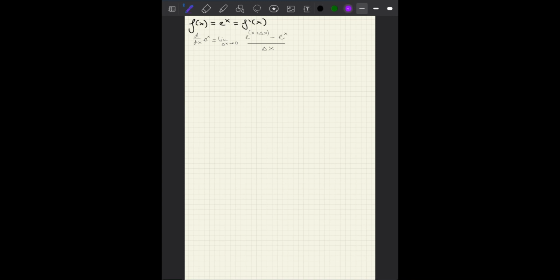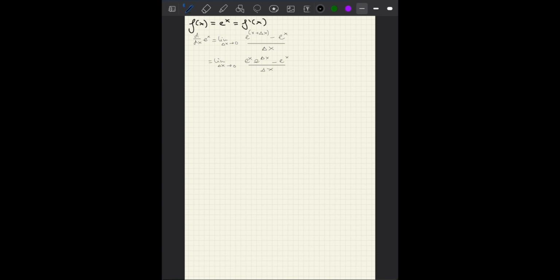Alright, so what can we see here? Well, we can see that over here, this is similar to, for example, when you have a to the power of b plus c. And based on our power rules, this is the result of a to the b times a to the power of c, right? So what can we say about this? Well, we can rewrite this as the limit as delta x approaches 0 of e to the power of x times e to the power of delta x minus e to the power of x, over delta x.